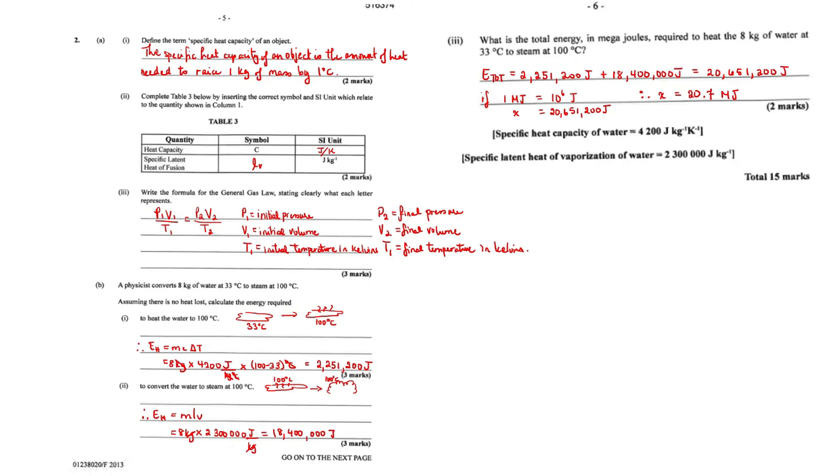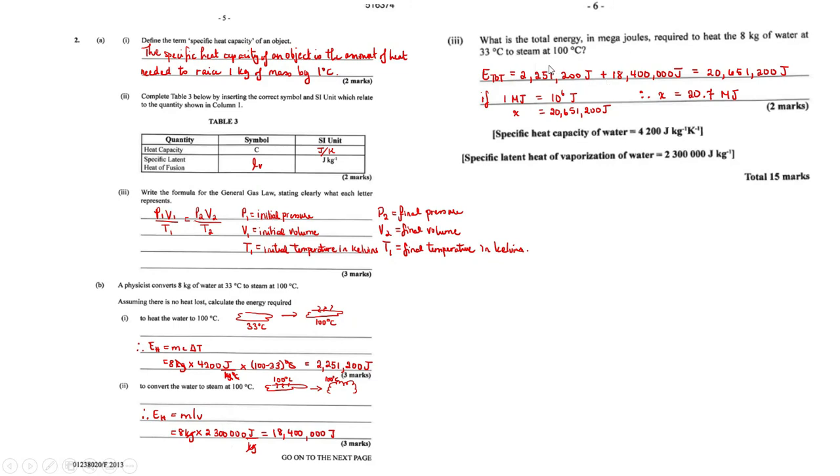Now it says to convert the water to steam. So now we're cooking on gas. This is dealing with latent heat of vaporization. So it would multiply 8 kilograms, sorry, by the specific latent heat of vaporization of water, and you get 80,400,000 joules. When you're done, they're going to ask you, well, how much heat really came off the system?